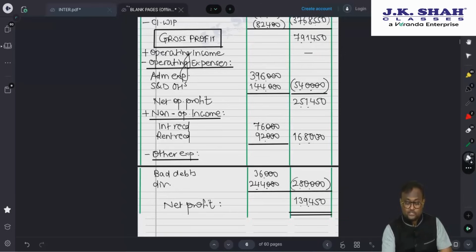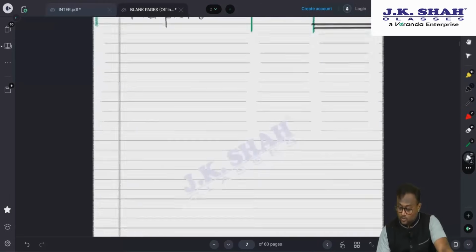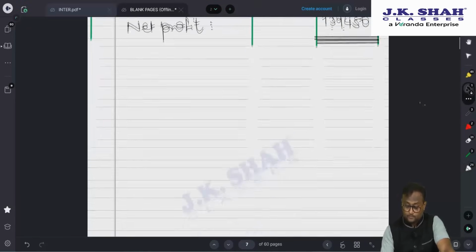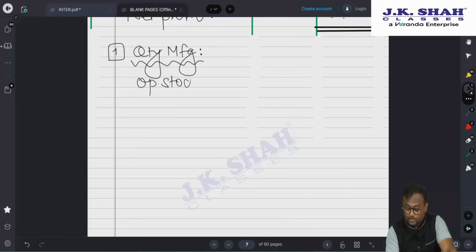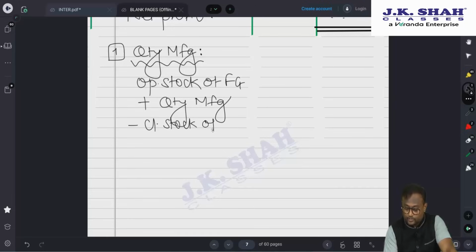Now, as far as the cost sheet is concerned, the cost sheet starts with quantity structure. We do have quantity manufactured given in the question, but we do not have quantity sold, and for that we have a very simple format. Opening stock of finished goods plus quantity manufactured minus closing stock of finished goods, we get quantity sold.